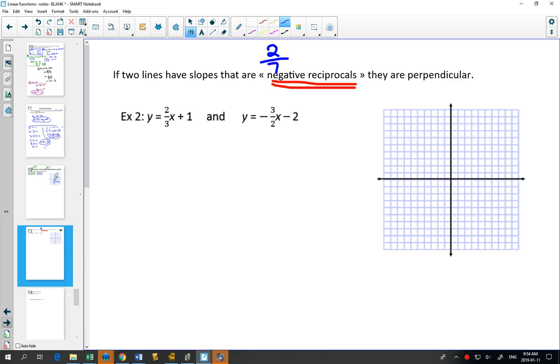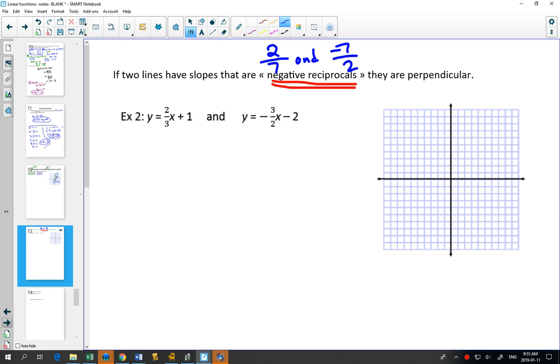So a reciprocal is when the fraction is flipped. And if they're negative reciprocals, that means one of the fractions is positive and one of them is negative. And it doesn't matter which one is which. So the example I have here is the first one's positive and the second one's negative. If that happens, you will always have two lines that are perpendicular. And we're going to see with the graph why that happens.